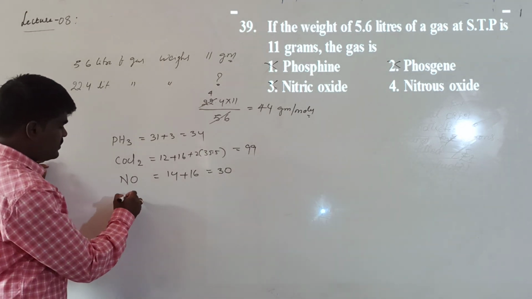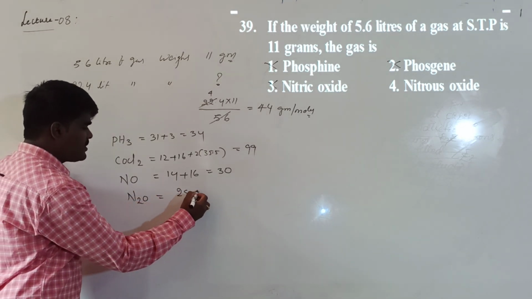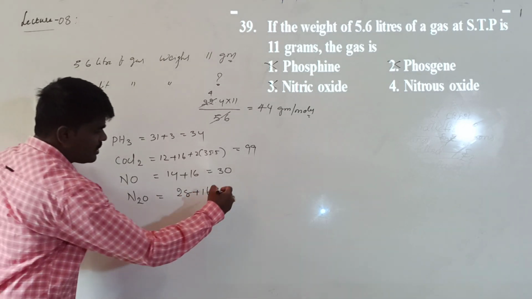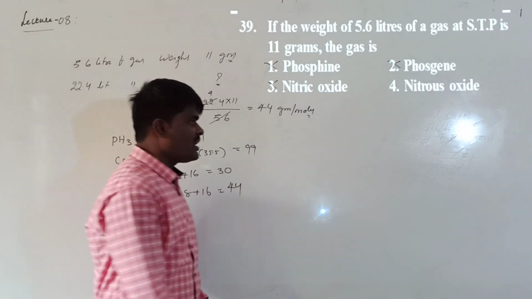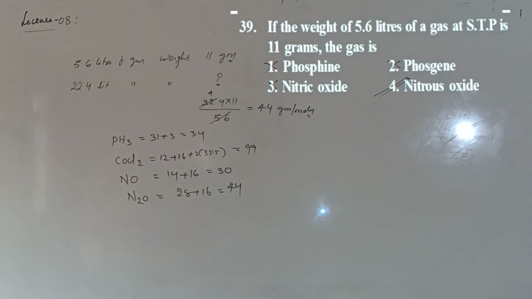And what is the gas then? Nitrous oxide. What is nitrous oxide? This is N2O, 28 plus 16. Right? How much does it come to? It comes to 44. That means the gas has to be nitrous oxide. Right? Hope it is clear.